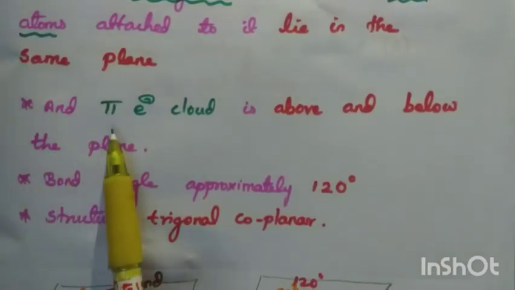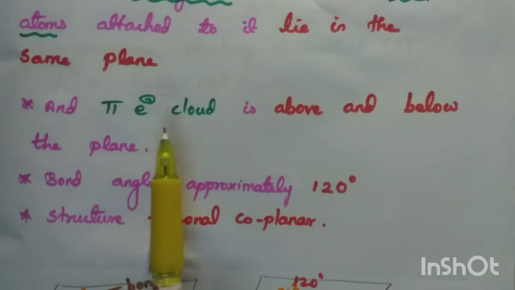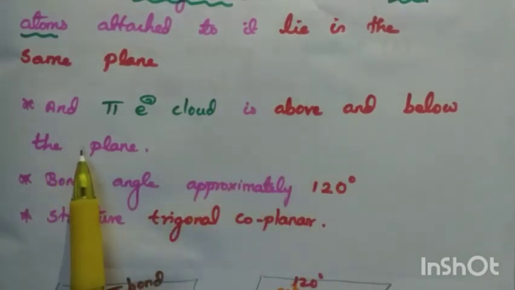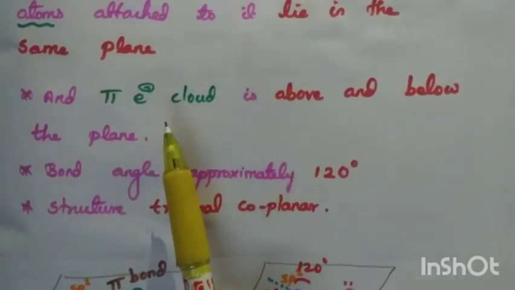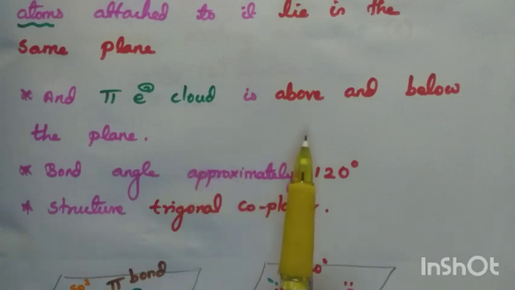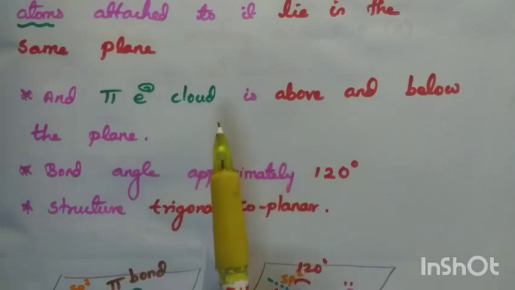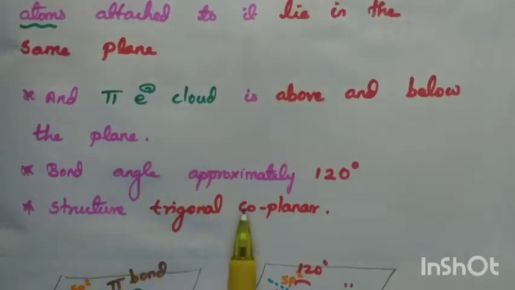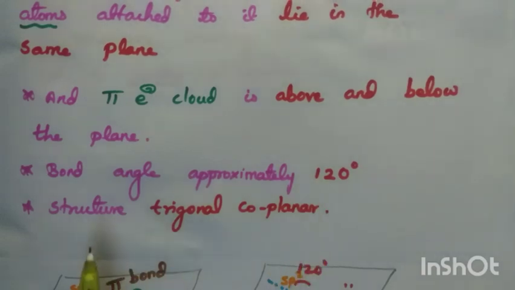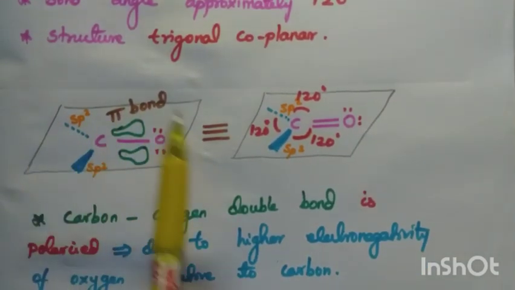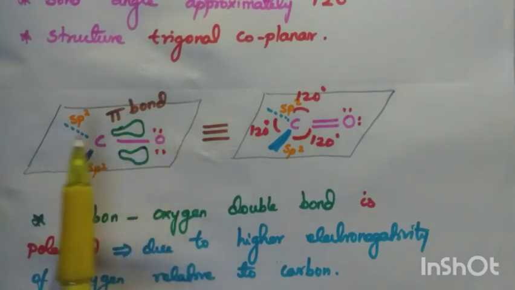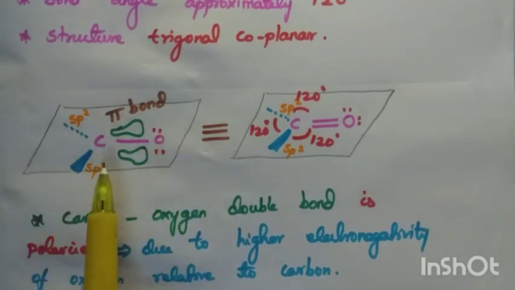What about the pi electron? That is the pi bond. The pi bond is above and below the plane. The 3 atoms lie in the same plane, but the pi electron clouds lie above and below. And the bond angle is approximately 120 degrees between these 3. And the structure is trigonal coplanar. All the atoms are in the same plane. So it is coplanar, trigonal coplanar. Coplanar means all are in the same plane.